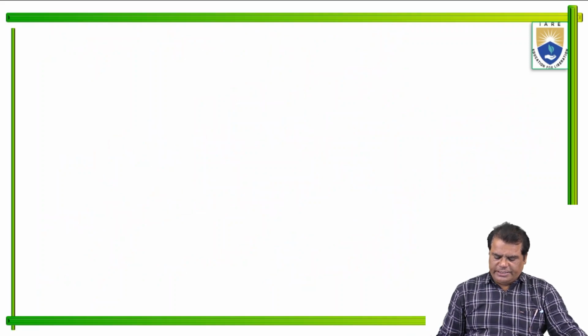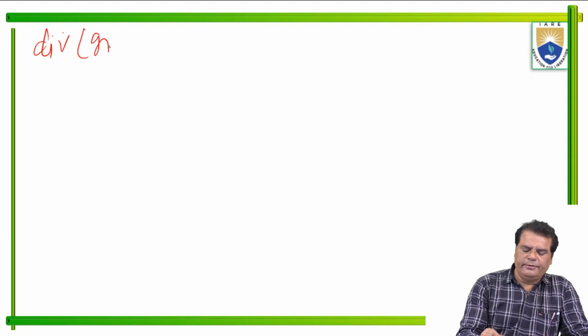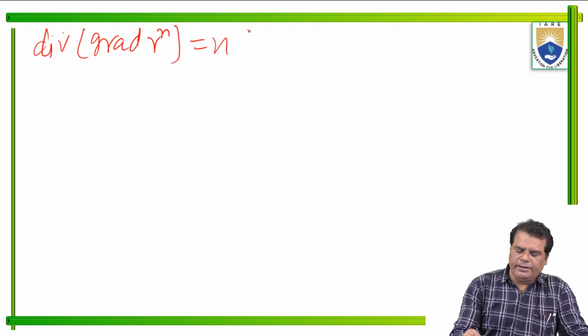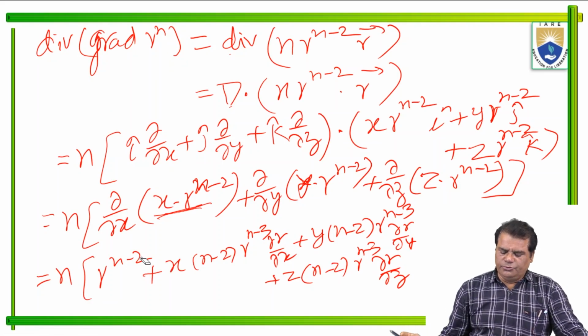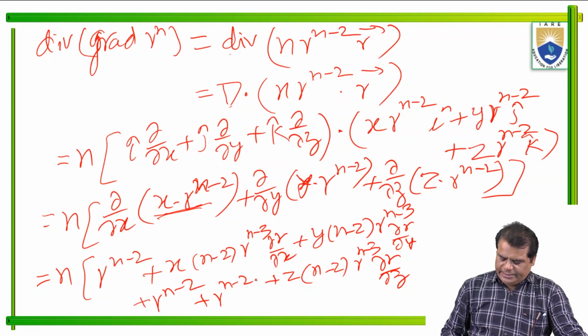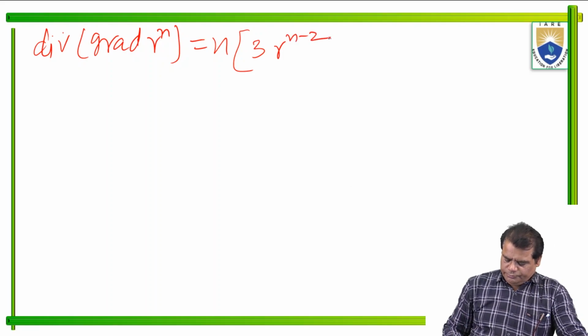Now putting the value of this here, we get the divergence of grad r to the power n. So this is equal to, here n is common, and in the bracket, what result here? r to the power n minus 2, here also r to the power n minus 2, plus r to the power n minus 2, and plus r to the power n minus 2. So we write here in the bracket 3 r to the power n minus 2.